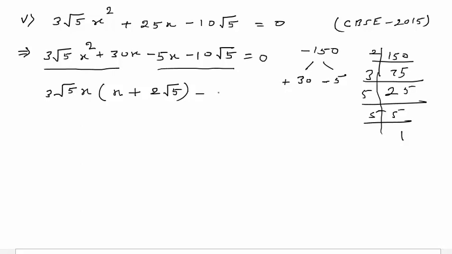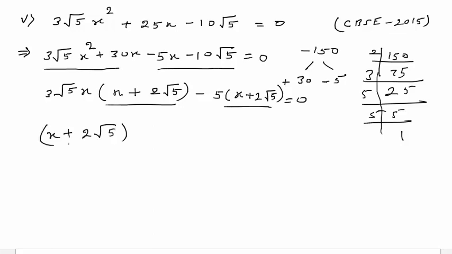Now minus, here what I can take common is 5, I will take common. And the term remaining is x plus 2 root 5. So by default, this term I will get here. If I am not getting it, that means there is some mistake I have done and I have to cross check again. Now this x plus 2 root 5 I will take common in one bracket, and in another bracket I have 3 root 5 times x minus 5 equal to 0.